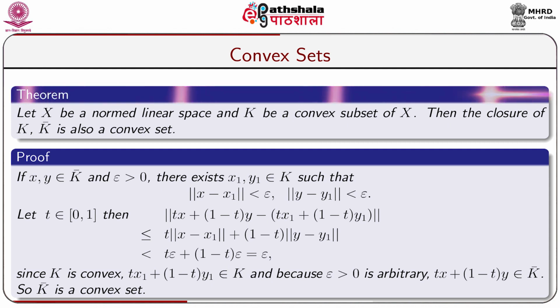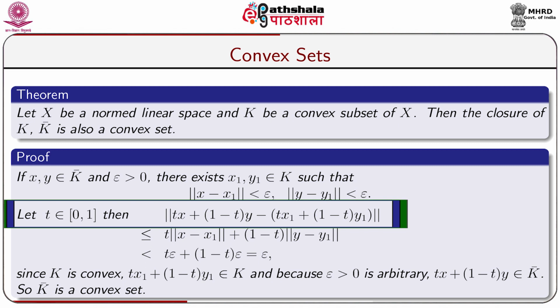Let X be a nonlinear space over a field F and K be a convex subset of X. Then the closure of K, that is K bar, is also a convex set. Now we go to the proof. If x, y belong to K bar, the closure of K, and let epsilon greater than 0 be arbitrary, then there exist x1, y1 belonging to K such that norm of x minus x1 is strictly less than epsilon and norm of y minus y1 is strictly less than epsilon.